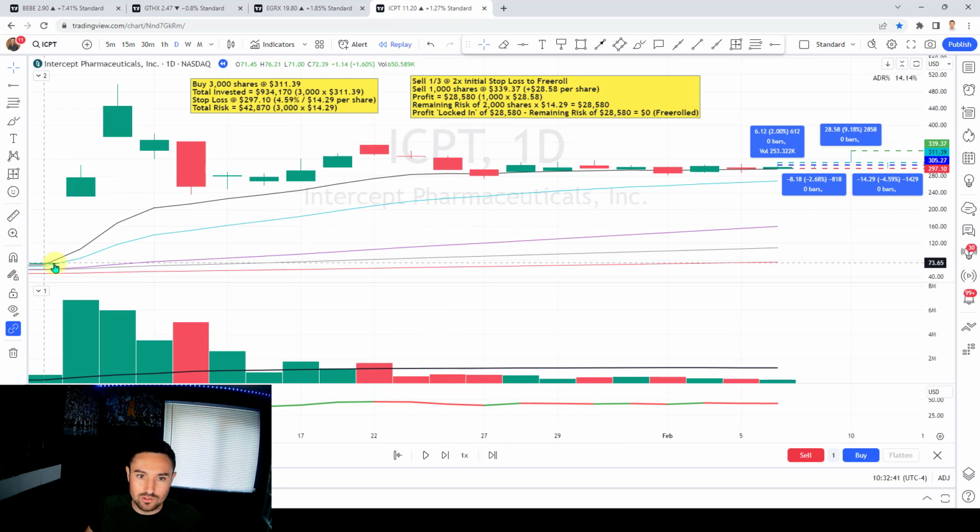ICPT. So let's do one more and then we'll go across to Interactive Brokers to explain it a little bit more. So here, the stock makes a huge move from about $72 up to $490-ish, $500, right? Something probably happened here. Maybe it was FDA approval or something like that for a new drug. Don't know, could have been.